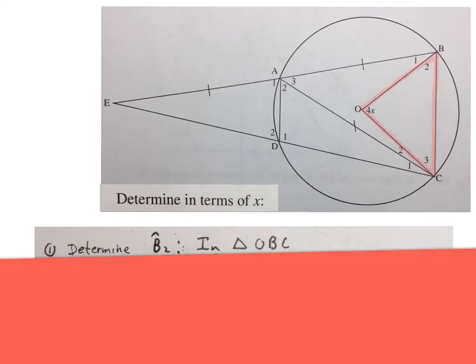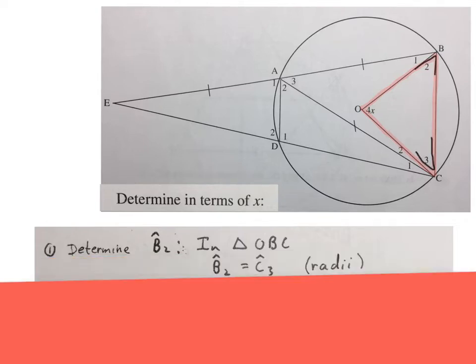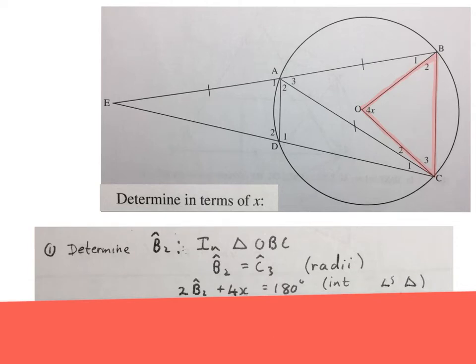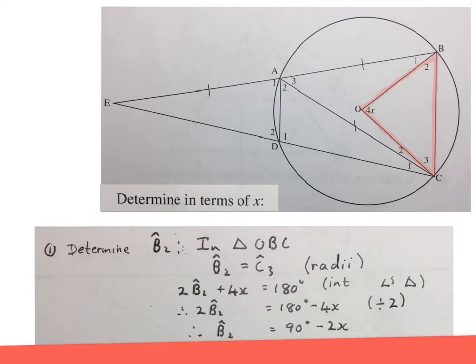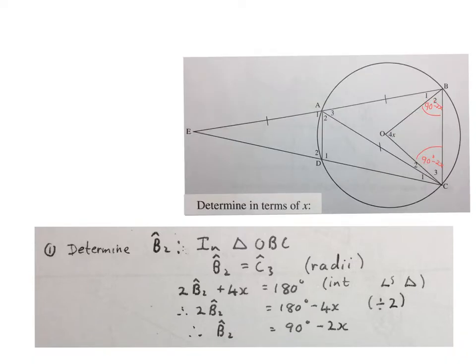We may start by saying in triangle OBC, the red triangle here, angle B2 is equal to angle C3 because they are opposite radii. Then we can write 2 times B2 plus 4x equals 180, interior angles of a triangle. So that 4x plus 2 of those, because those two are equal, will add up to 180. Then we solve for angle B2. We can write 2 times angle B2 and minus the 4x on both sides. Then, by dividing by 2 on both sides, you can get the size of angle B2 equals 90 degrees minus 2x. Please stop the video and get your brain around this.